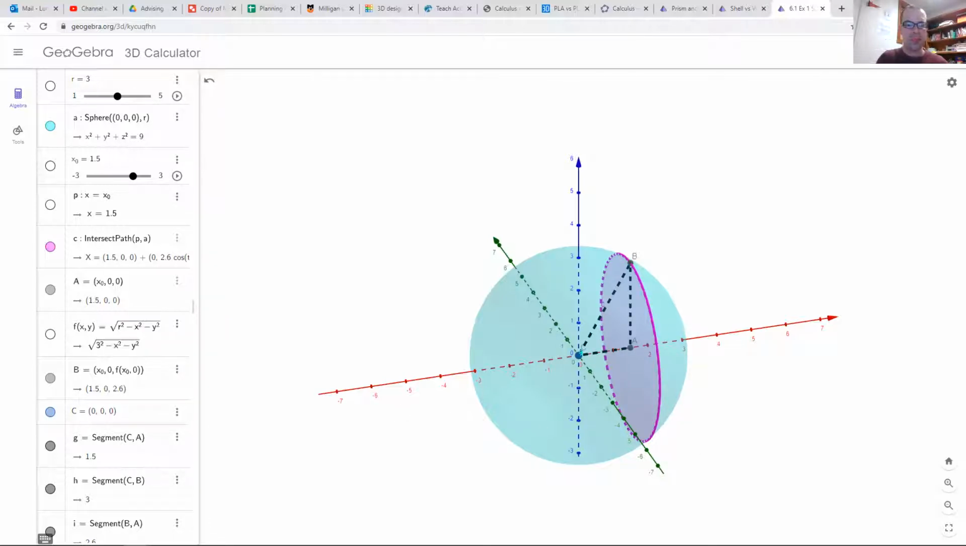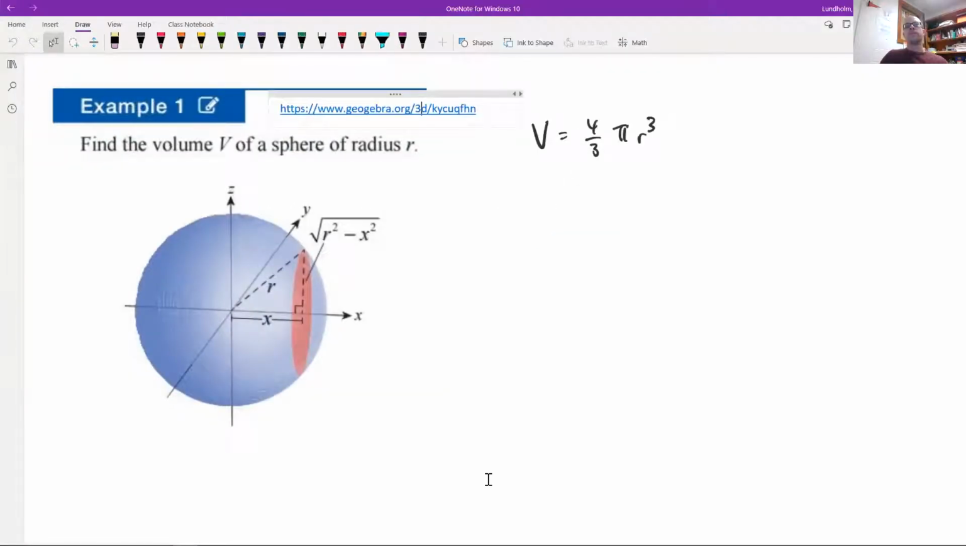Okay, let's open OneNote back up. And let's think about what we have. We're trying to set up an integral from some x value to some x value. In this case, the boundaries on our x values are going to go from r to negative r, because the sphere goes out to the radius. So our integral will be from negative r to r.